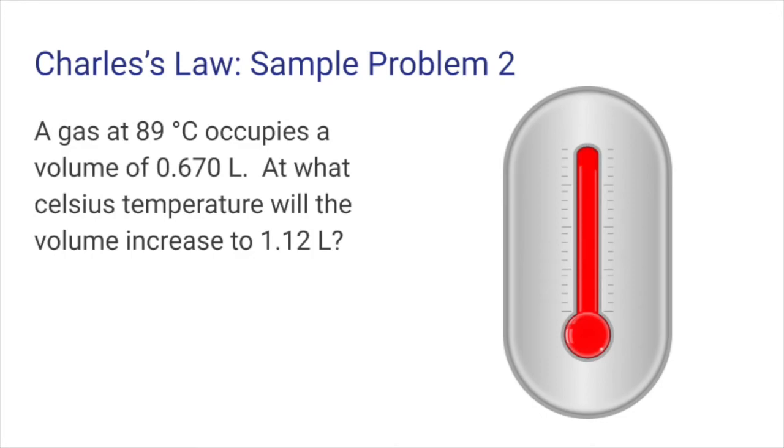Here's another problem. A gas at 89 degrees Celsius occupies a volume of 0.670 liters. At what Celsius temperature will the volume increase to 1.12 liters? I'm going to remind you that no matter what, when you use the gas laws, you'll have to be using Kelvin temperatures. Pause the video for a moment and work on a solution yourself.